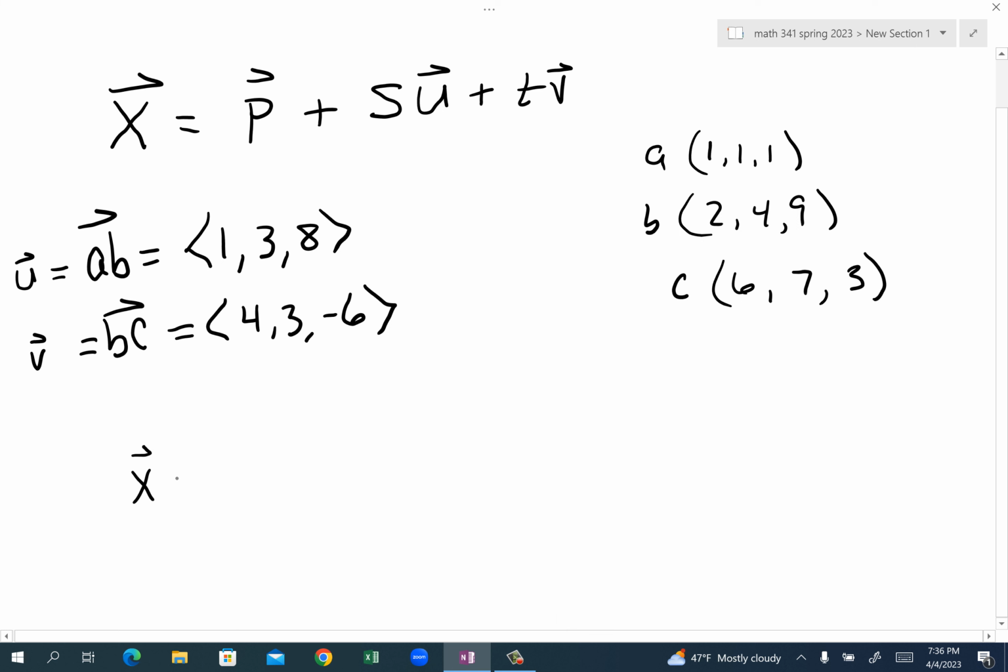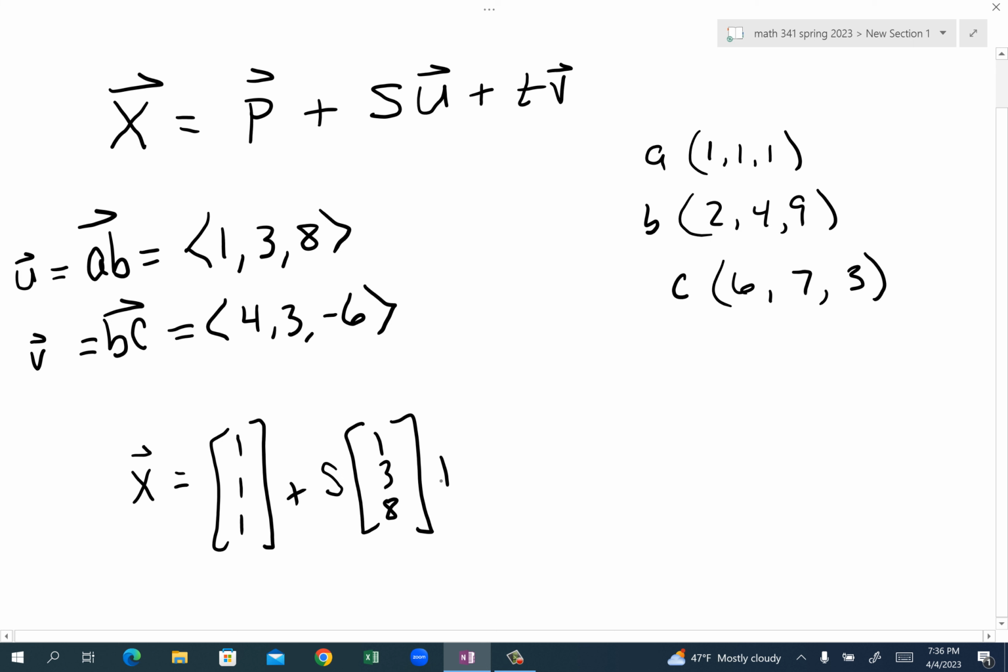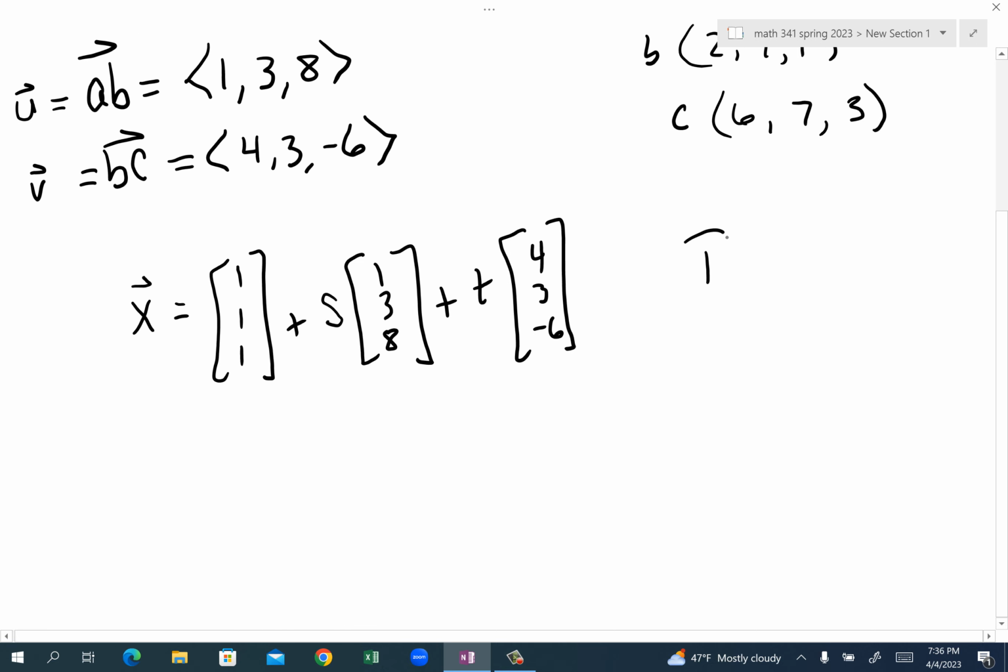Here's what's happening. We're going to start at point P. Okay, well, what is point P? Well, point P was a point. Okay, well, what point do I want to use? I don't know. Let's start at (1, 1, 1). Okay. And what do you want to add to that? Well, I'm going to add S, whatever S is, (1, 3, 8), plus T, and then my V vector is (4, 3, negative 6). Okay, this is the equation of a plane.